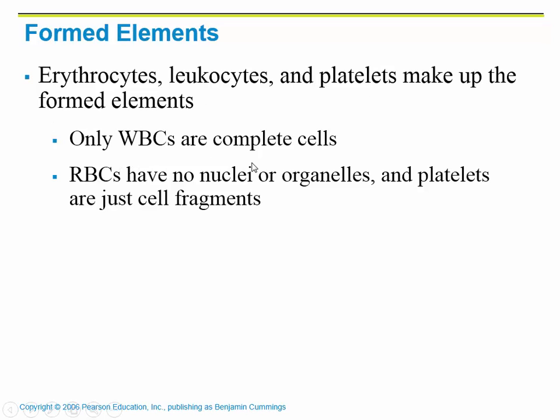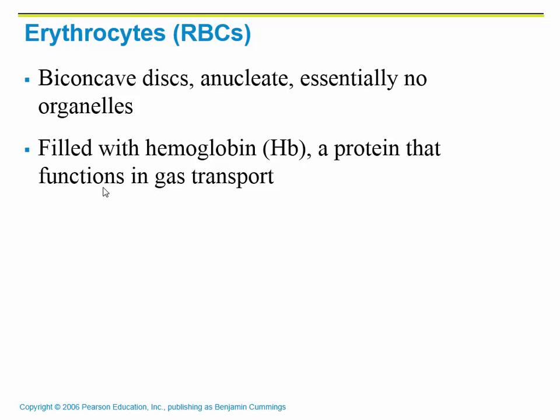Only white blood cells are considered to be complete cells because they actually have the full cellular components. So they have a cell membrane, a nucleus, and cytoplasm. Red blood cells are the only cell in the human body that do not have a nucleus. When they were being formed, a nucleus is actually in an immature red blood cell. But as it grows, it loses its nucleus so that it has more surface area to carry more oxygen. And then, like I said before, platelets are cell fragments.